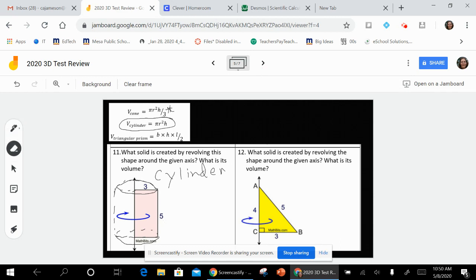It's like if you go to the doctor's office and they measure your height. So be really careful about this. This is the height that we're using. That's why I'm emphasizing this. And then 3 is the radius. Okay, so we're going to substitute those in.